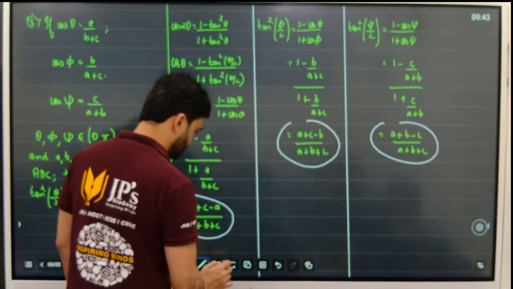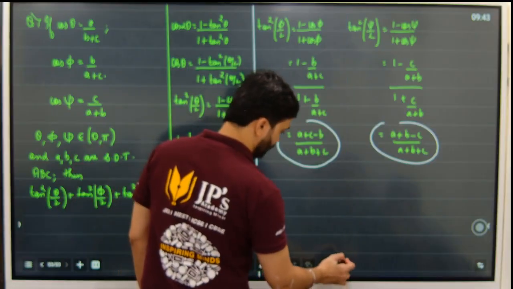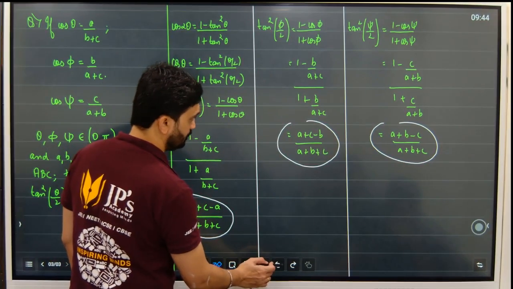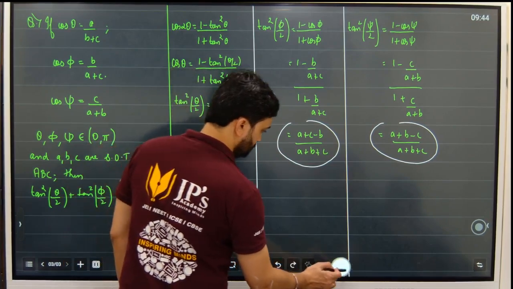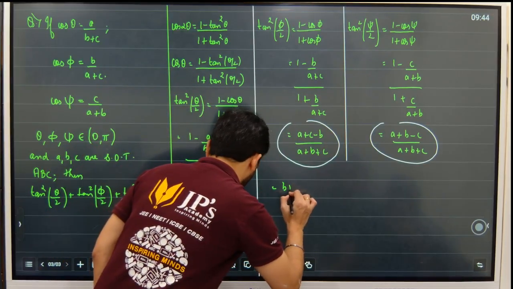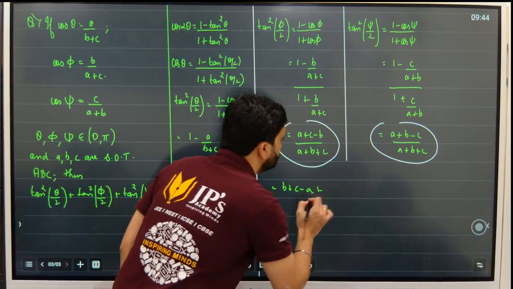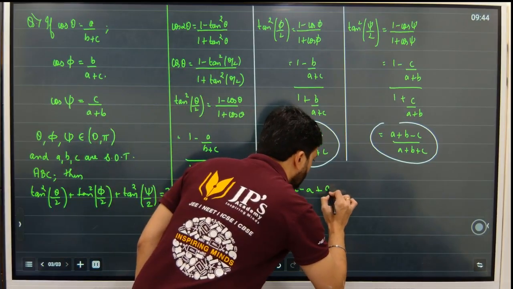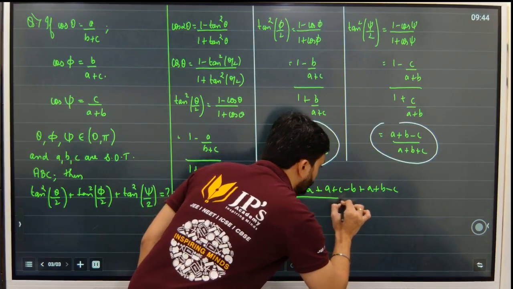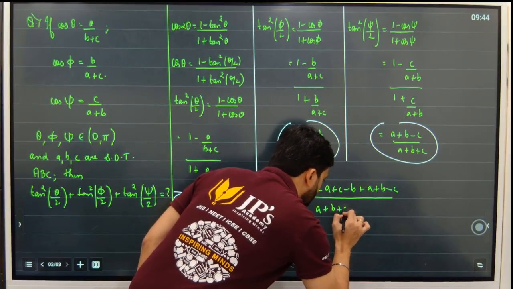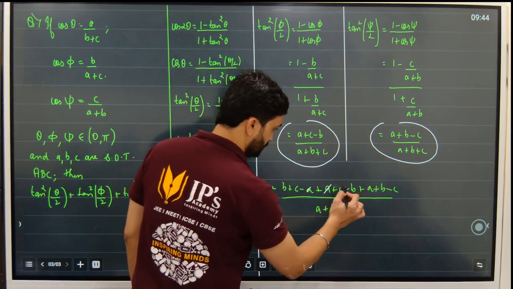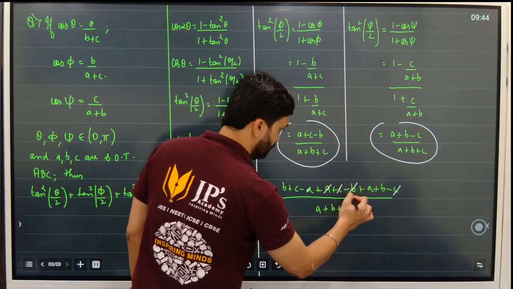So guys, let's do one thing, let's add all of them. And if I add everything at the end, it will become B plus C minus A plus A plus C minus B plus A plus B minus C the whole upon A plus B plus C. So see, we get minus A plus A, we get plus C minus C, and we get minus B plus B.